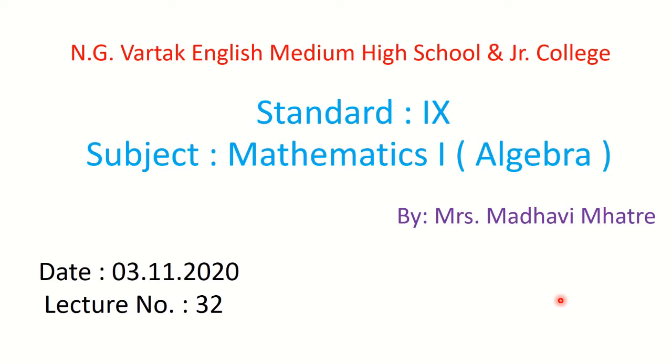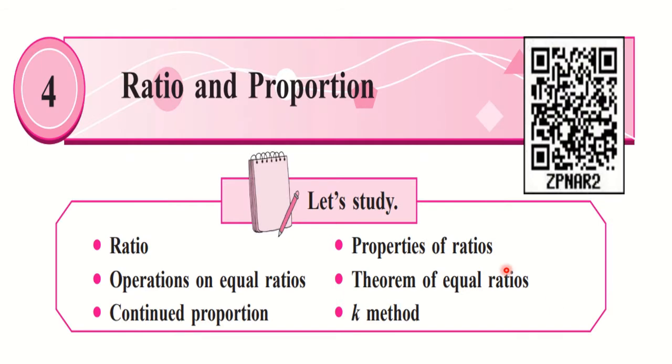Today we are starting with the fourth chapter. The name of the fourth chapter is Ratio and Proportion. In this chapter we are going to study about ratio. The concept you already know. Then we are going to see properties of ratios, operations on equal ratios, theorem of equal ratios, continued proportion and K method. All these topics we are going to cover in this chapter.